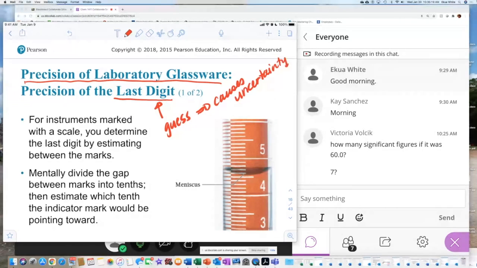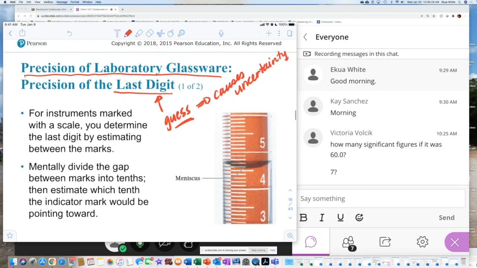A certainty, right? Because if you're guessing, you don't really know, right? We can't trust you in anything. So the one that you guess is the last digit. We're told here, for instruments marked with a scale, you determine the last digit by estimating between the marks. It's that whole estimating, right? You're kind of squinting, and depending on your eye position, you can guess wrong.